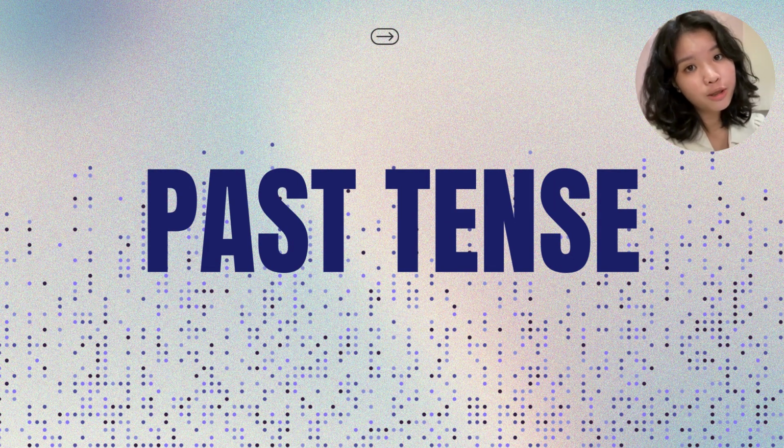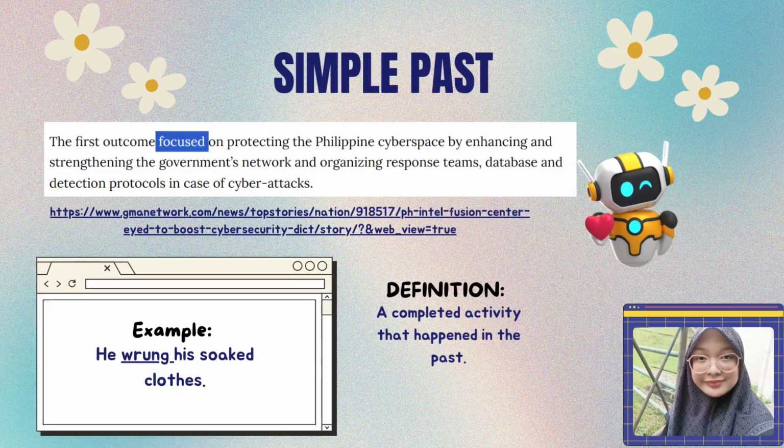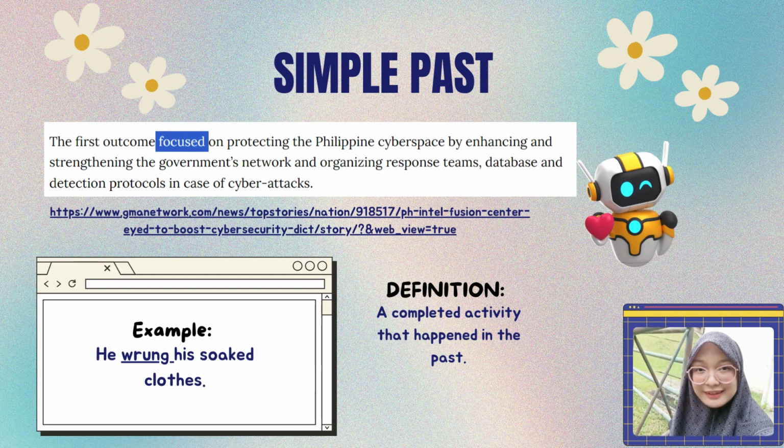Now, without further ado, let's go to past tense. Hi. Now let's talk about simple past. Simple past is the completed activity that happened in the past. Let's take a look at the article.